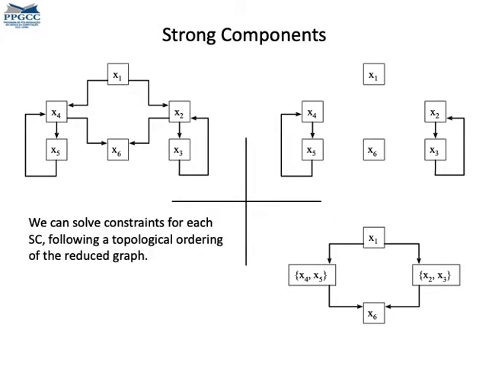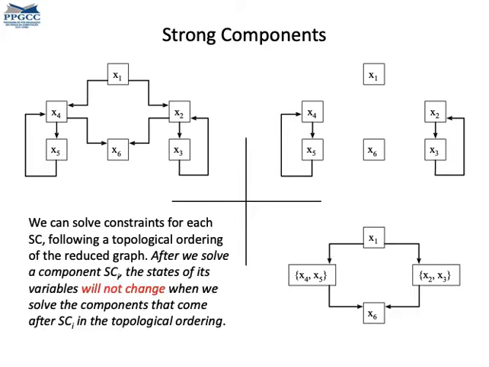We can again rely on topological ordering. We can solve a mini data flow analysis per strong component in topological order. Remember, the reduced graph is acyclic. The thing is that after we solve a strong component in topological order, we will never have to revisit. All its dependencies have already been sorted out. This is a very important property.